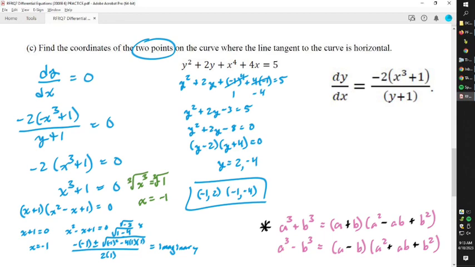Now, I've noticed this a few times on some of your papers, and I've noticed this on the scoring guides from the College Board. A lot of times they explain the answer, even when it doesn't ask to be explained. This is actually a good practice because sometimes you go to explain it, and you look back at the question, and you realize, whoa, I must have done something wrong. So it's not a bad idea to explain your answer to yourself. This is where we find the horizontal tangent lines, because that's what it's asking: find the coordinates of the 2 points on the curve where the line tangent to the curve is horizontal. Okay, so that's the end of that one.